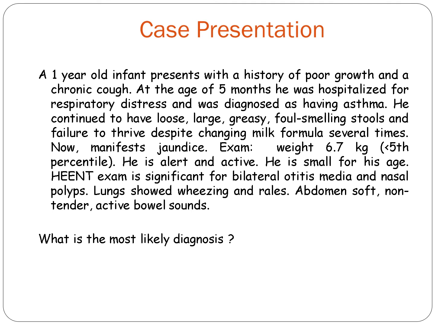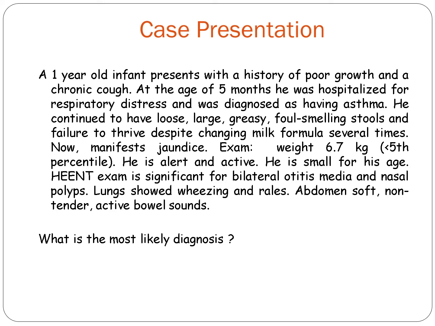Now, by examination, he shows jaundice. Weight is less than the 5th percentile. He is alert and active, but small for age. The head and ENT examination is significant for bilateral otitis media and nasal polyps. Lung showed wheezing and rales, and abdomen is soft, non-tender, with active bowel sounds. So what do you think is the most likely diagnosis?